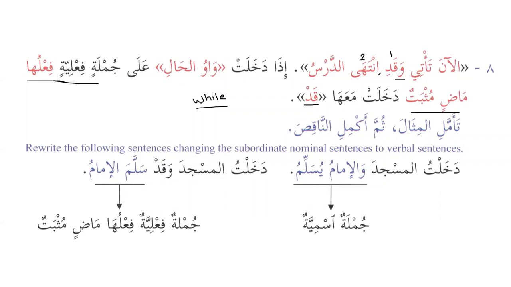تأمل المثال ثم أكمل الناقصة. Reflect on the example and then complete the incomplete. دخلت المسجد والإمام يسلم. I entered the masjid while the imam was saying at-taslim. So now you see over here, wal imamu yusallimu, and the imam was saying taslim. And now we can see that this is jumlatun ismiyatun, a nominal sentence.